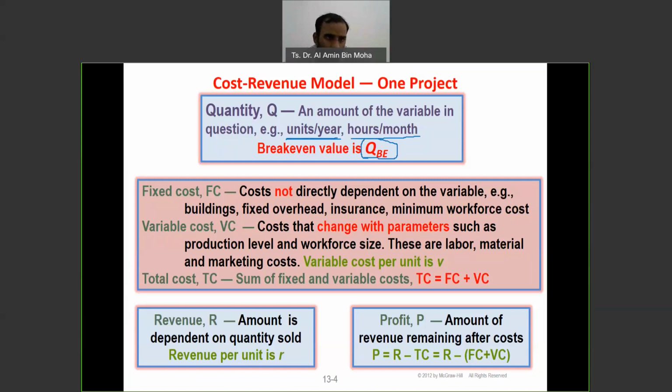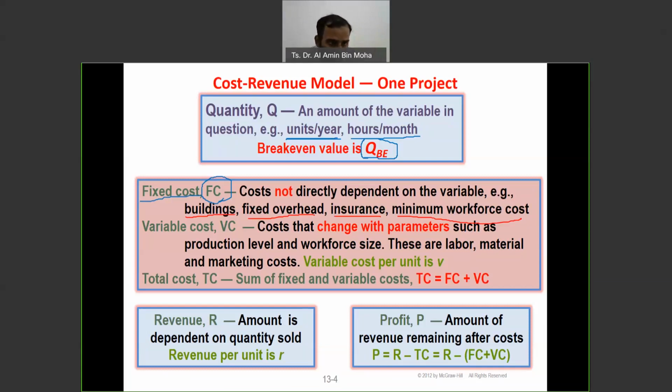We need to familiarize ourselves with fixed costs. We are going to use FC. Fixed cost is cost that is not directly dependent on the variable, so it does not change. Like buying a machine in order to produce different kinds of dough. Whatever the design, you're still using the same machine, so the machine purchasing cost is a fixed cost. They give different examples here, like buildings, the rent that you pay, fixed overhead, insurance, minimum workforce cost. So fixed cost means it is not going to change.